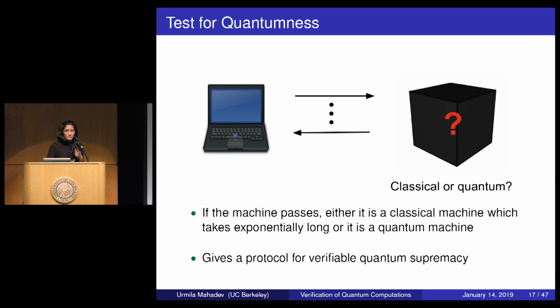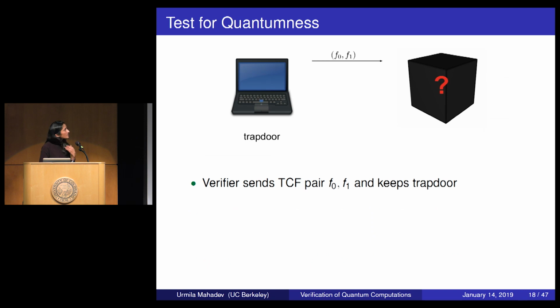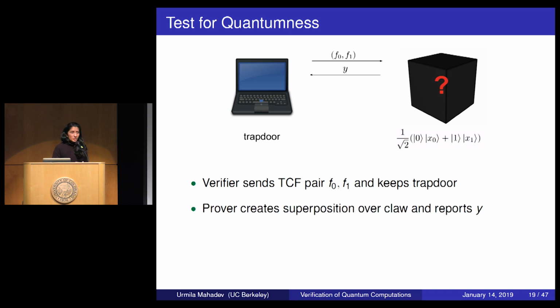OK, so now let's build this protocol from trapdoor claw-free functions. Here's how it goes. The verifier selects a trapdoor claw-free function pair F0, F1. He hands over a description of the function to the prover so that the prover can publicly evaluate the function. The verifier hangs on to the trapdoor and doesn't show it to anyone. Now, if the prover was actually a quantum machine, he's supposed to create a superposition over a random claw and report the image Y. If he's not a quantum machine, we have no idea what he's doing, but all he has to do is report an image Y to the verifier.